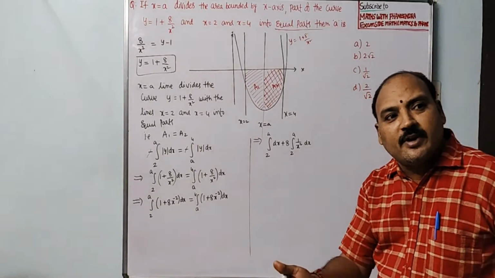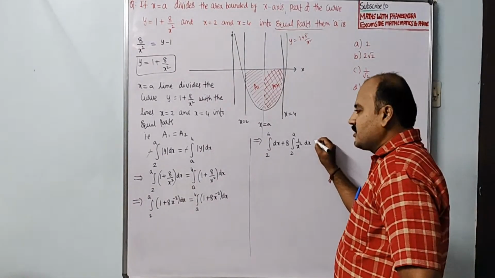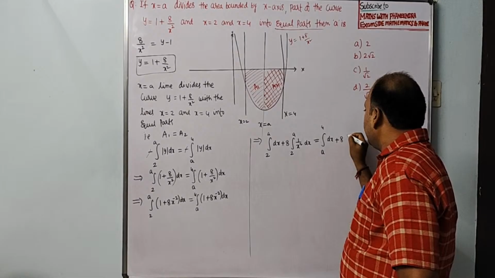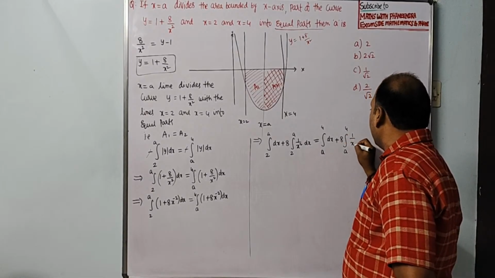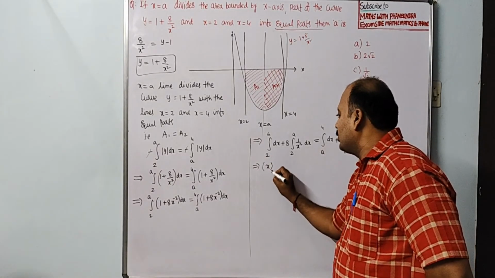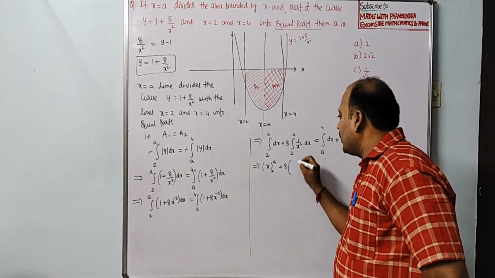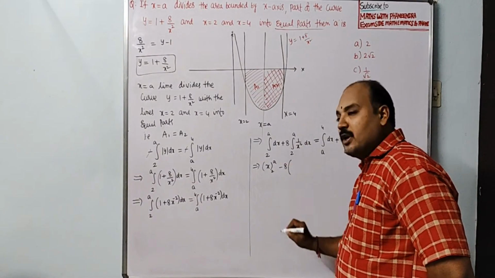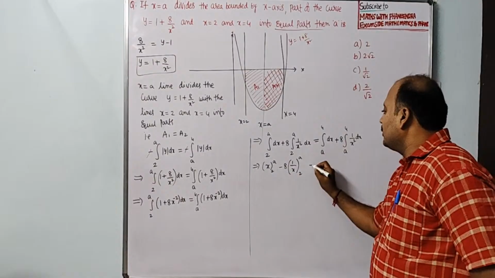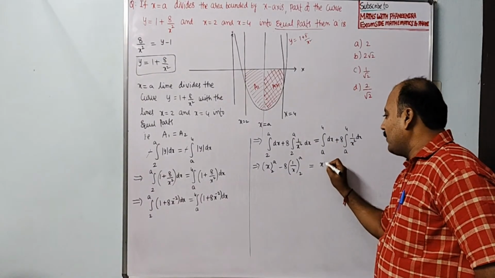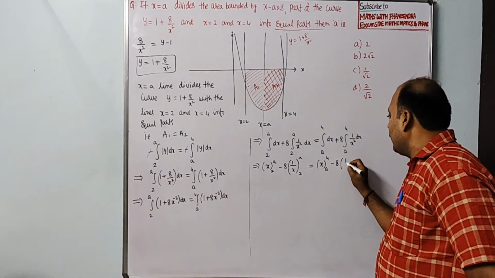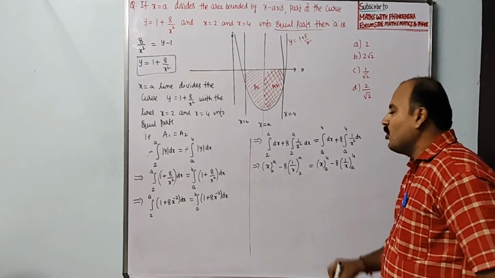d by dx of 1 by x is minus 1 by x square, so the integral of 1 by x square is minus 1 by x. Next step we will write it: the integral from a to 4 of dx plus 8 times the integral from a to 4 of 1 by x square dx. That implies the integral of dx is x, applying the limits 2 to a, plus 8 times minus 1 by x, applying the limits 2 to a, is equal to x applying the limits a to 4, plus 8 times minus 1 by x, applying the limits a to 4.